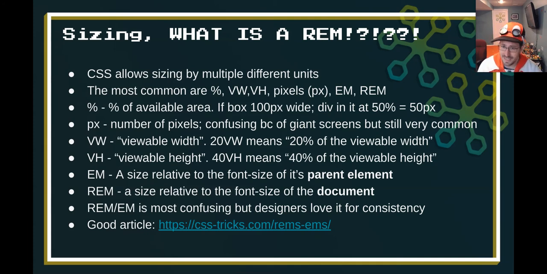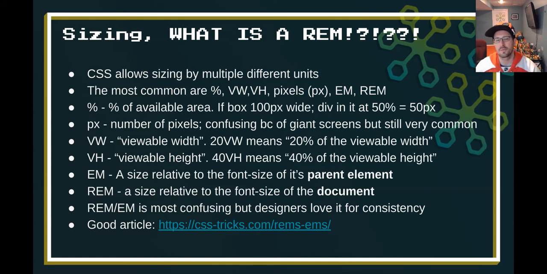Then rems is the size relative to the font size of the document. So very confusing. There's a really good article in CSS Tricks about the difference between these, and especially when people start mixing them, they accidentally use one instead of the other. So rem would be the whole document says, hey, text is 20 pixels high. Usually you end up having a pixel value at some point. You kind of have to have a baseline to work off of.